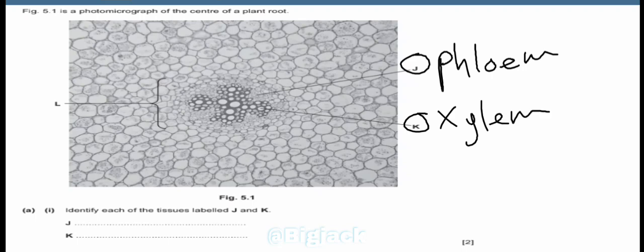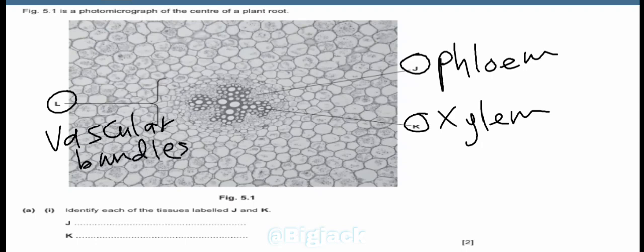Then when it comes to L, this one L is just the collection of J, which is the phloem, and K, which is the xylem. So we are going to refer to L as the vascular bundles, because vascular bundles consist of the phloem vessel and also the xylem vessel. Question A, Roman number 1. Identify each of the tissues labeled J and K. So as for J, it is going to be the phloem tissue. Then as for K, it is going to be the xylem tissue.